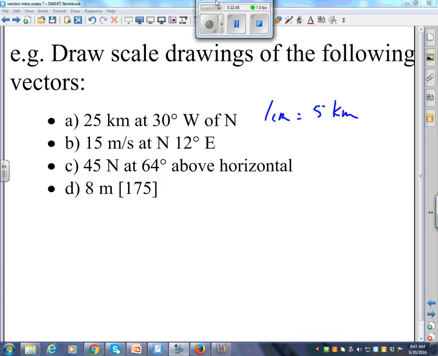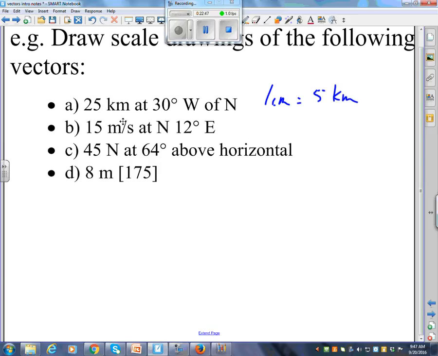Okay, so we've got 25 kilometers at 30 degrees west of north. Pick your scale first. Something that works good. Could you write 1 centimeter equals 25 kilometers? Of course, but then your line would only be 1 centimeter long. You want your actual arrow to be somewhere between 3 and maybe 15 centimeters long. So pick a scale that's not too big but not too small, kind of Goldilocks. Okay, 1 centimeter equals 5 kilometers.